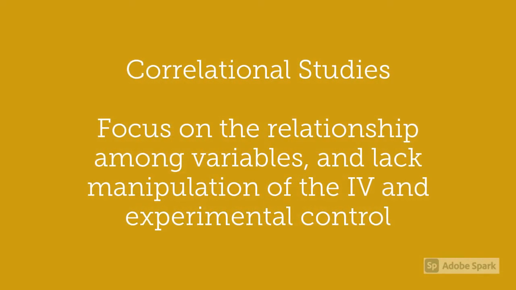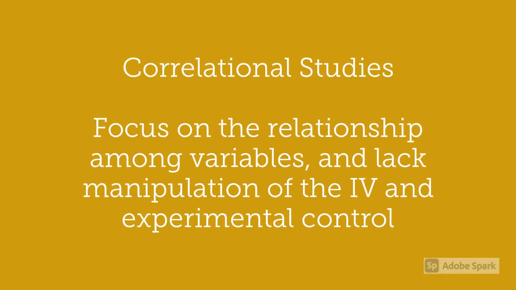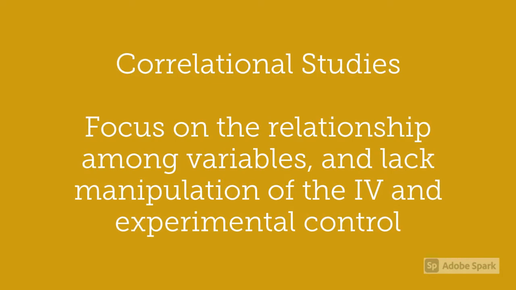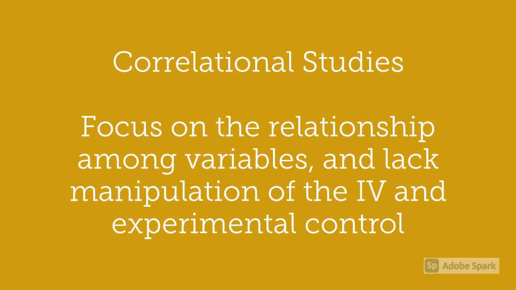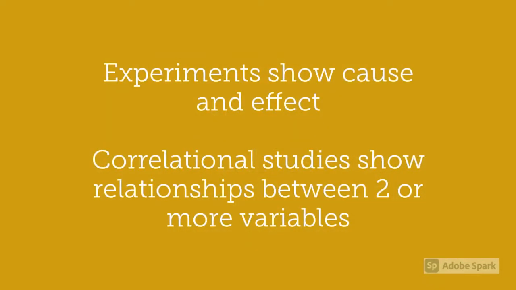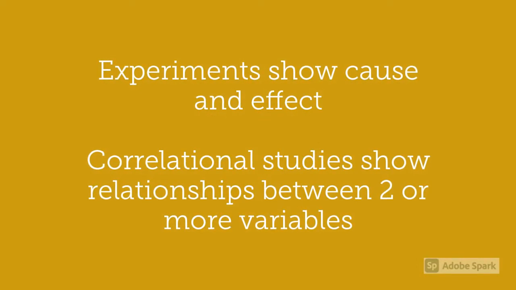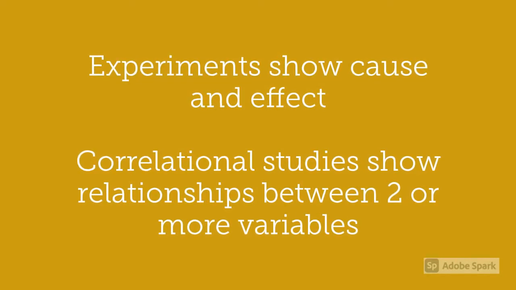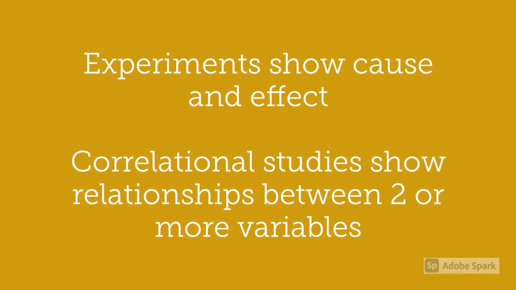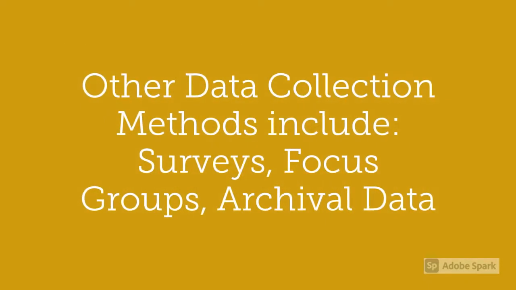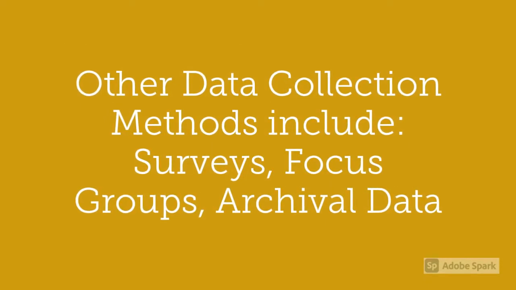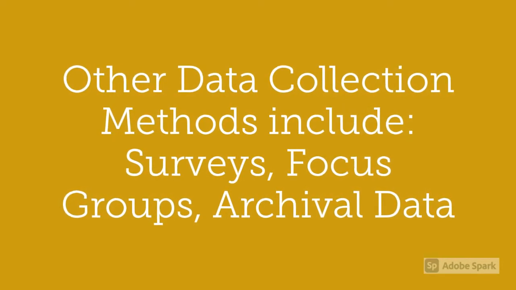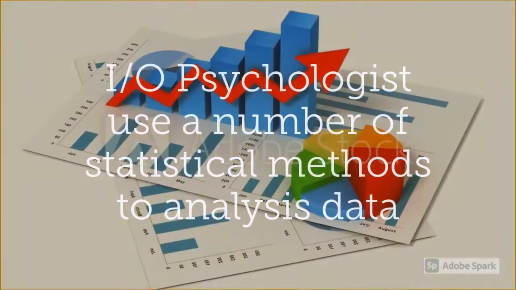Correlational studies focus on the relationship among variables, and they lack the manipulation of an independent variable and a control group. They show association between two variables. Experiments show cause and effect, and correlational studies show relationships between two or more variables. Other important data collection methods that IO psychologists use are surveys, focus groups, and archival data.